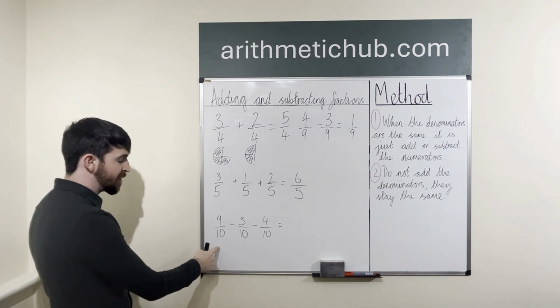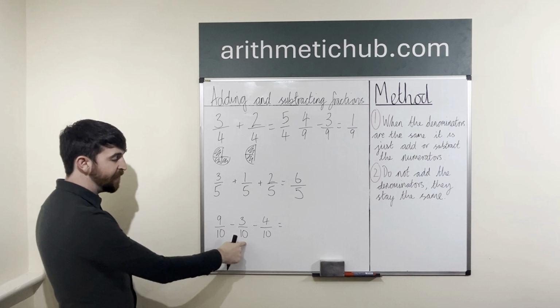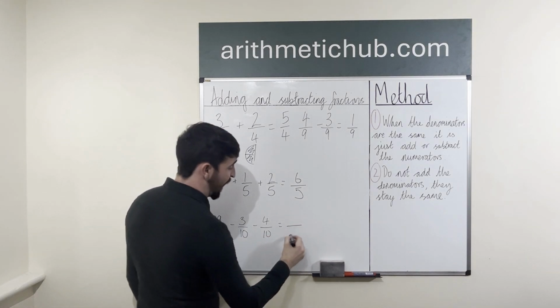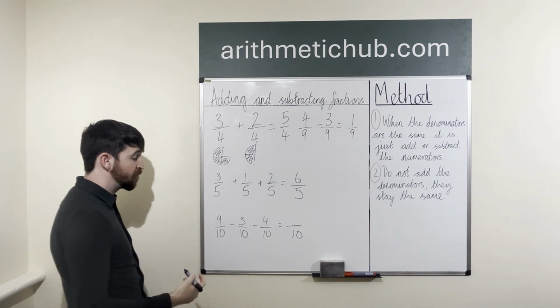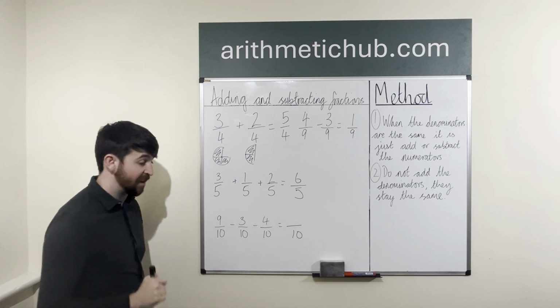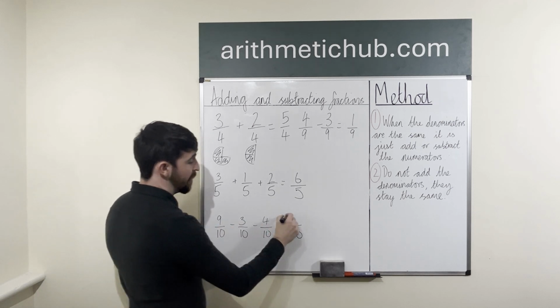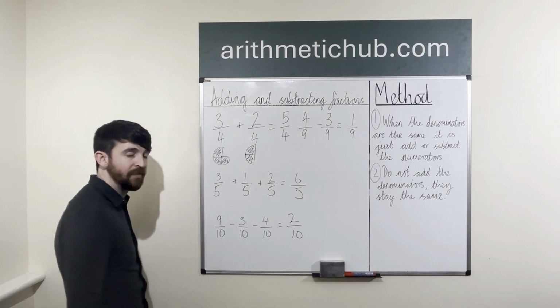Same for this one. Check the denominators, are they the same? Yep, tenths, tenths, and tenths. So I can already put tenths as my answer, and then do my subtractions. 9 take away 3 is 6, and 6 take away 4 is 2, so 2/10.